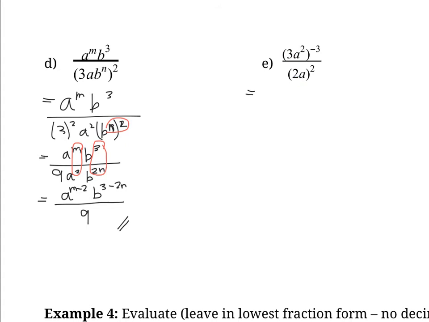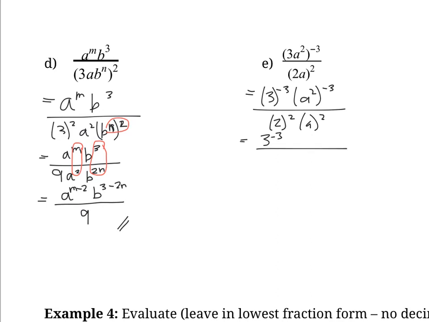So in the numerator, we're going to have 3 to the power of negative 3, and then we're going to have a squared all to the power of negative 3, all over 2 to the power of 2 and a all to the power of 2. So in the numerator, we're going to have 3 to the power of negative 3 times a to the power of, we know what to do with those numbers, we're just going to multiply them. So a to the power of negative 6 all over 2 squared and a squared.